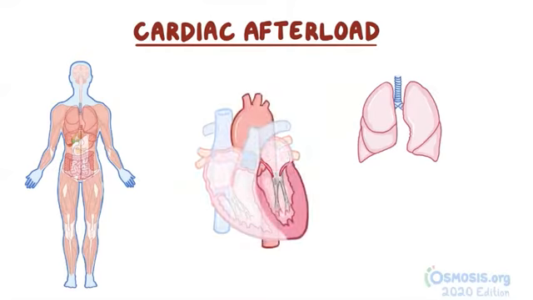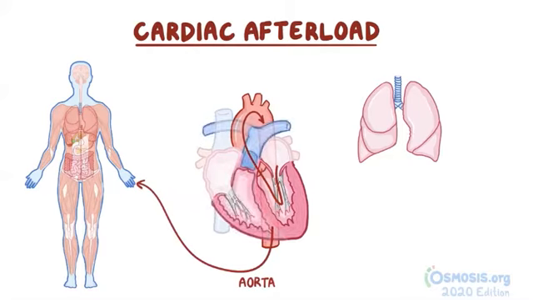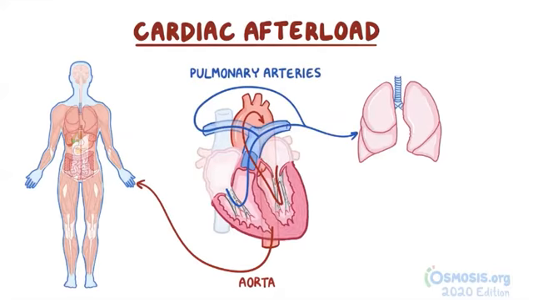From the atria, the blood flows into the lower chambers of the heart, the left ventricle, which pumps oxygenated blood to all our organs and tissues via the aorta, and the right ventricle, which pumps the deoxygenated blood back to the lungs via the pulmonary arteries.